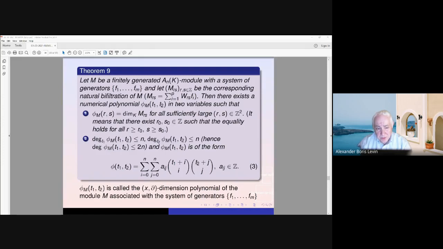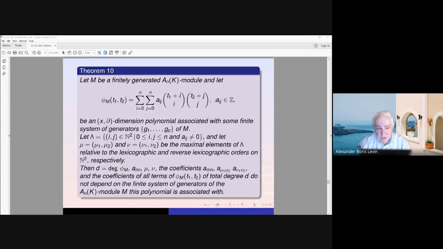So if you compare with the Bernstein theorem, here we have a polynomial in two variables rather than one variable. The main difference is the following. If you have this polynomial in two variables, then consider all pairs (i, j), the indices of the coefficients which are not zero. They are elements of N squared. Consider the maximum elements of this set with respect to either lexicographic or reverse lexicographic order. So you can take the natural lexicographic order or just vice versa, where you start from the right to left. Then the degree of this polynomial, the coefficient a_{n,μ,ν}, these vectors, and the corresponding coefficients do not depend on the system of generators. So you see, this polynomial carries many more invariants than the Bernstein polynomial.